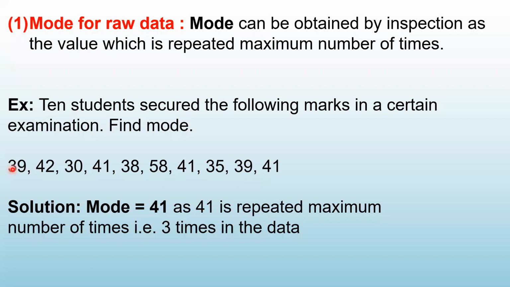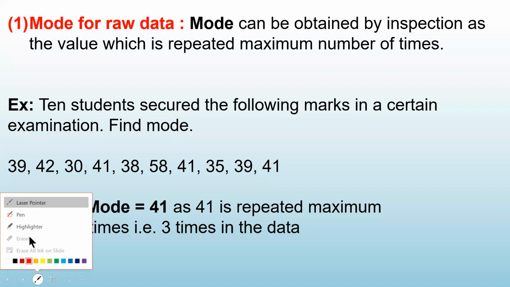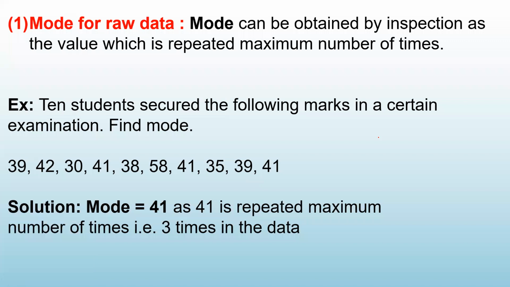So just inspect this data. Look at here, 39. 39 is there? Yes, 2 times. Okay. So if you want, you can write here. 39 is repeated 2 times. 42, how many times it is written? Only 1 time. Like this, you can see. 30 is written only 1 time. Then 41 is written 1, 2, and 3 times. Look at here. 41 is written 3 times.